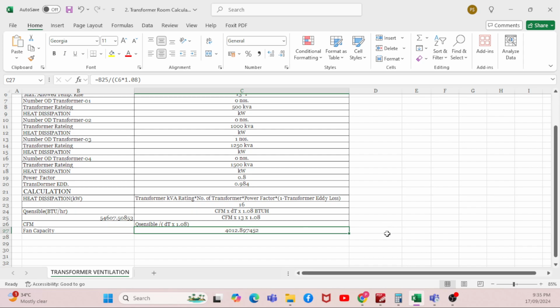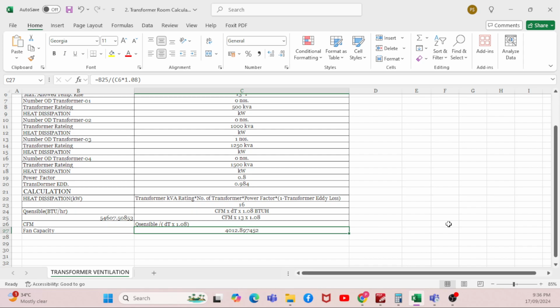Understood. Let me ask you one question, please. For the heat dissipation formula we've used, kilowatt equals transformer kVA rating, we only do it per transformer, right? For example, if I have 1250 kVA transformers, say 3 numbers, I would do 1250 kVA times the number of transformers, that's 3, times the power factor, which is 0.8.